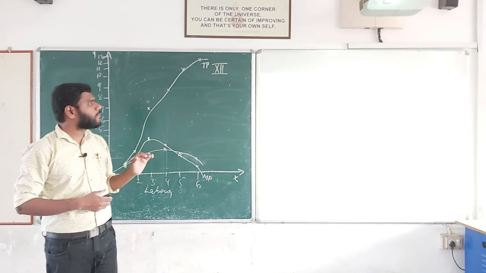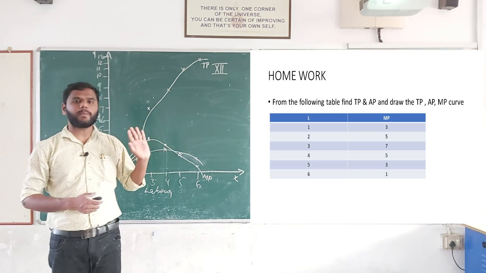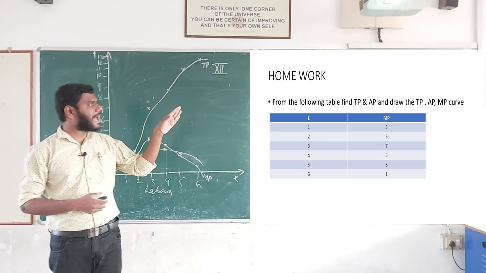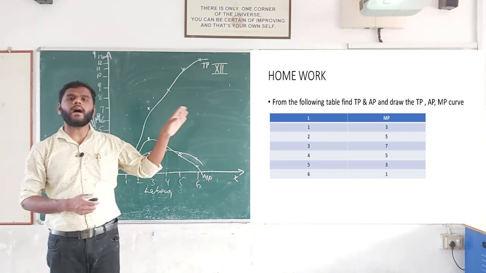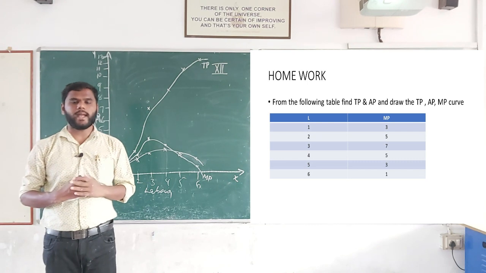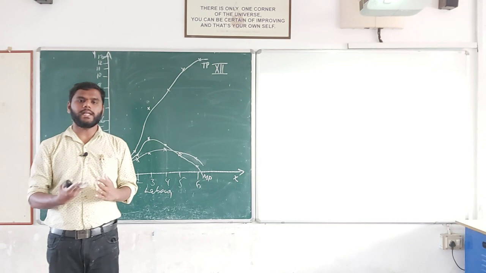And the next one, from this table, labor and marginal product are given. From this table you have to find out total product and average product, and you have to draw the total product curve, average product and marginal product curves. Okay, this is the homework for you. If you have any doubt, you can contact me.